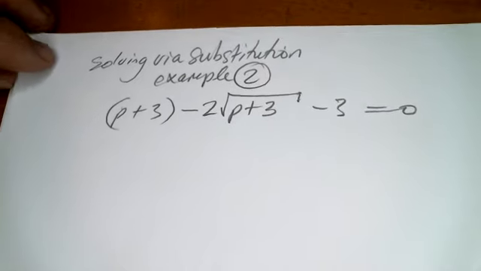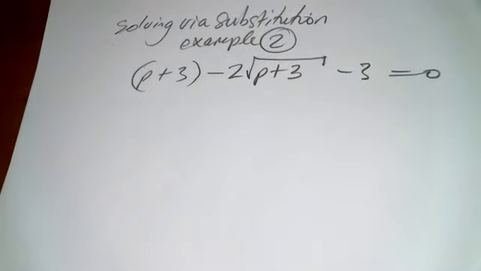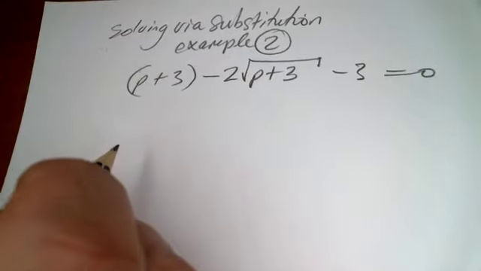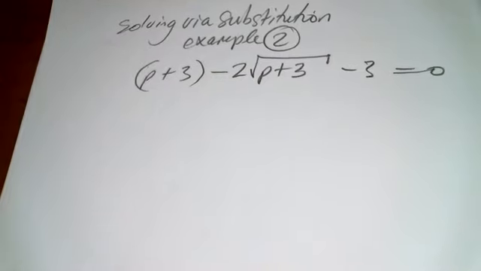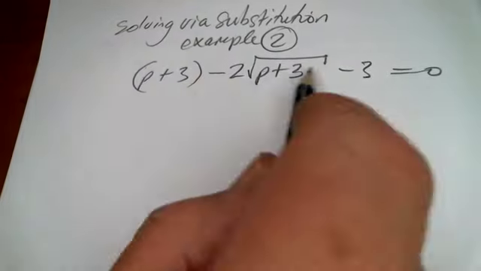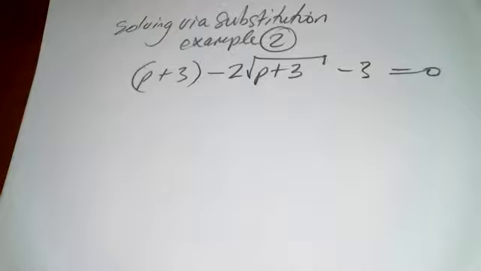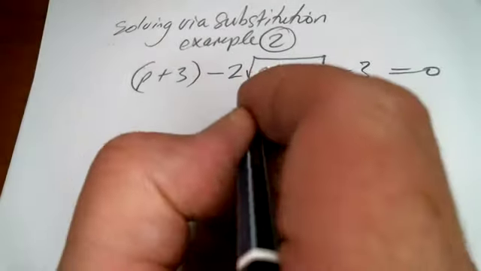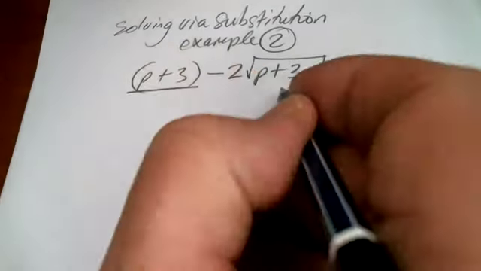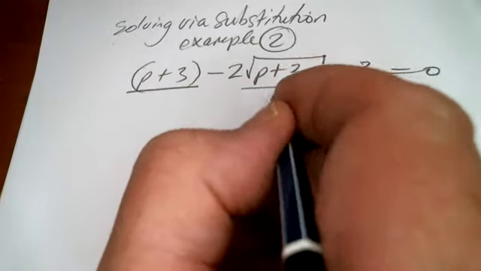Let's look at another example of solving a quadratic by substitution. So this time we're going to try and find values for p such that they hold true in this context. We've got a quadratic and we can see two things in common: a p plus 3, and a p plus 3 that is inside the square root.